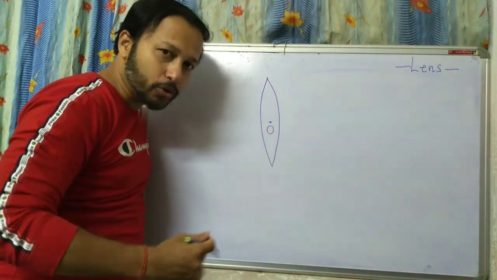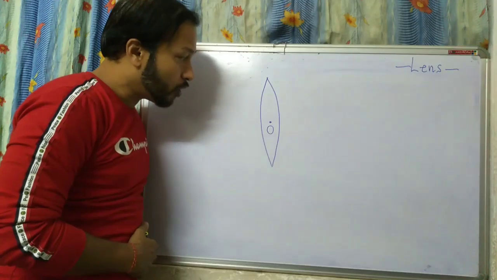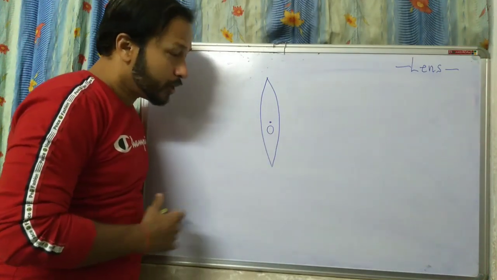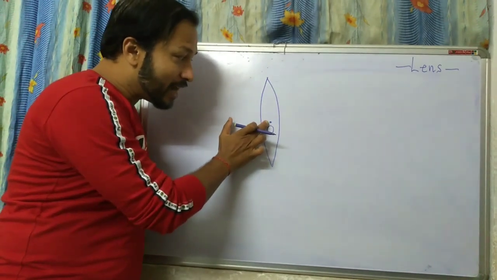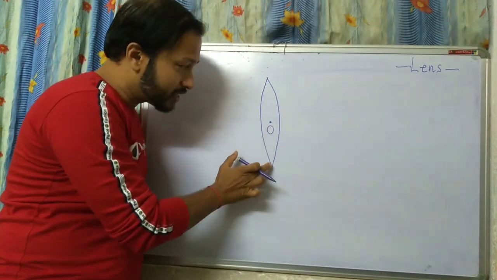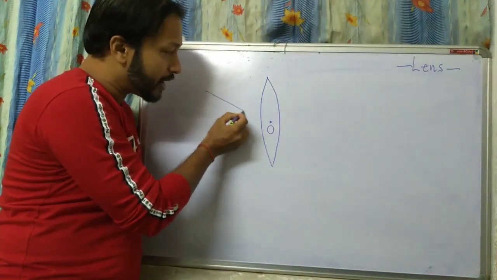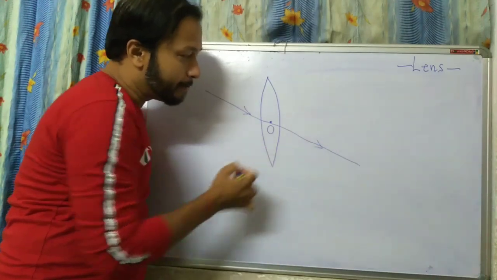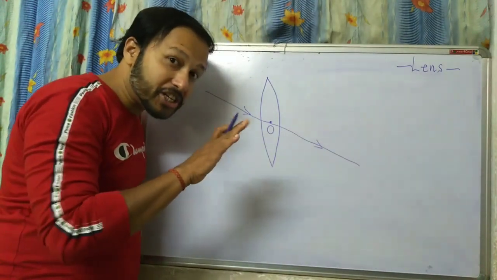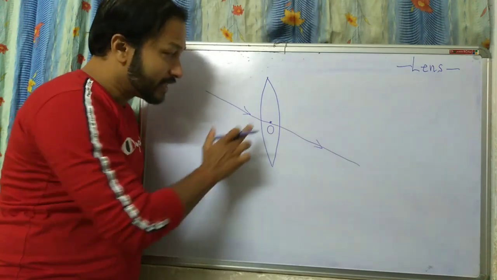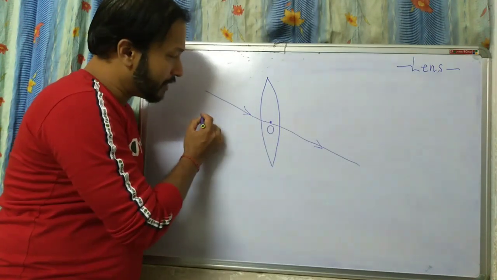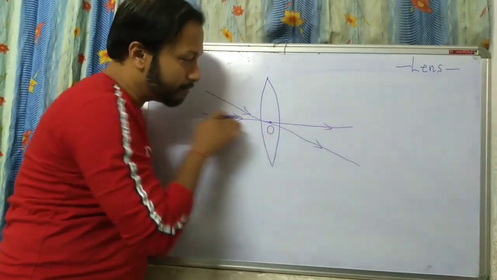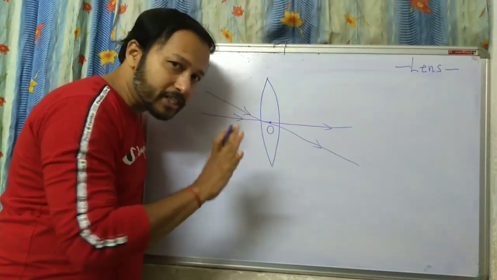Now, if I ask you the definition of optical center or pole, you will say that actually this is the only point of a lens through which if a ray goes, then the ray goes undeviated, means the ray does not change its path. This is the only point. If a ray goes like this, then it will go in the same direction. It will not change the direction.